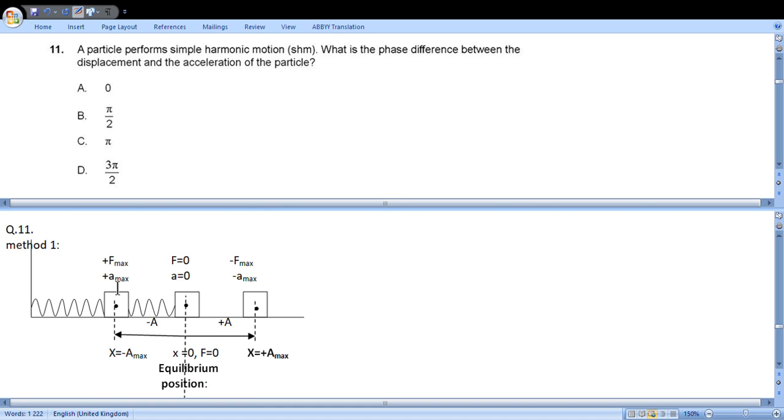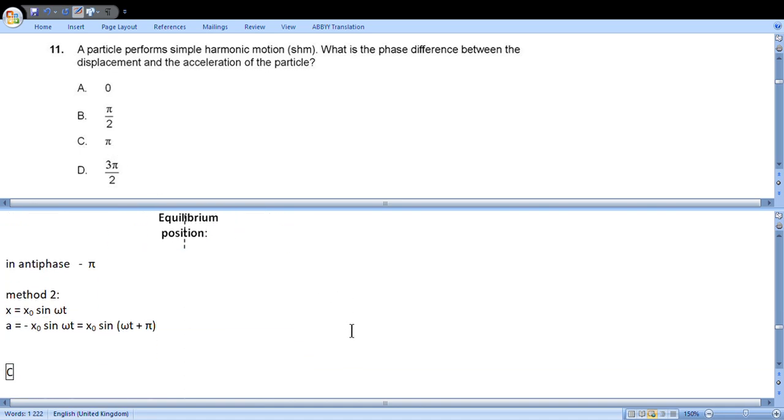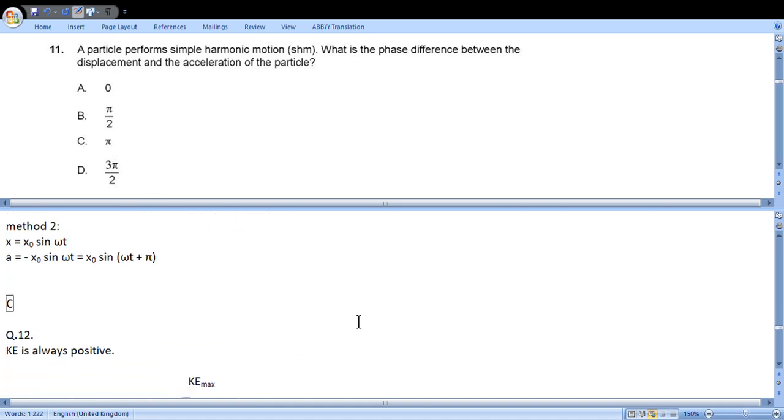So this is method 1. We see that they are in anti-phase, so it means that phase difference is pi. Method 2 is using formulas x equals x0 sine omega t, then a equals minus omega squared x, which gives phase difference pi.